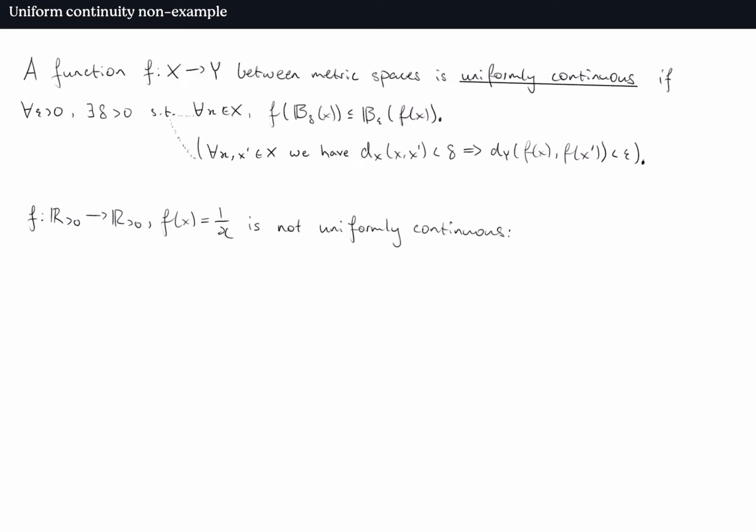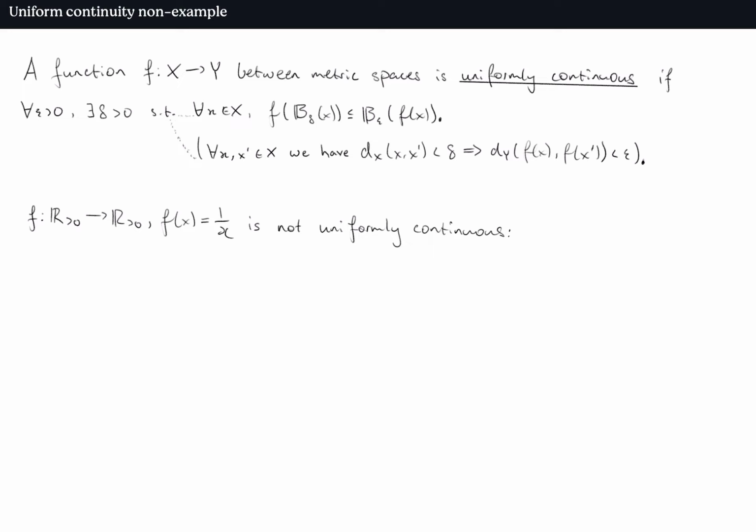So such that for all x in the metric space X, the image of the ball of radius delta around x is contained in the ball of radius epsilon around the function at the point x. Right? So that's equivalent to saying that for all x and x prime in the metric space X, we have the distance in X between x and x prime being less than delta implies that the distance in Y between f of x and f of x prime is less than epsilon. Right?